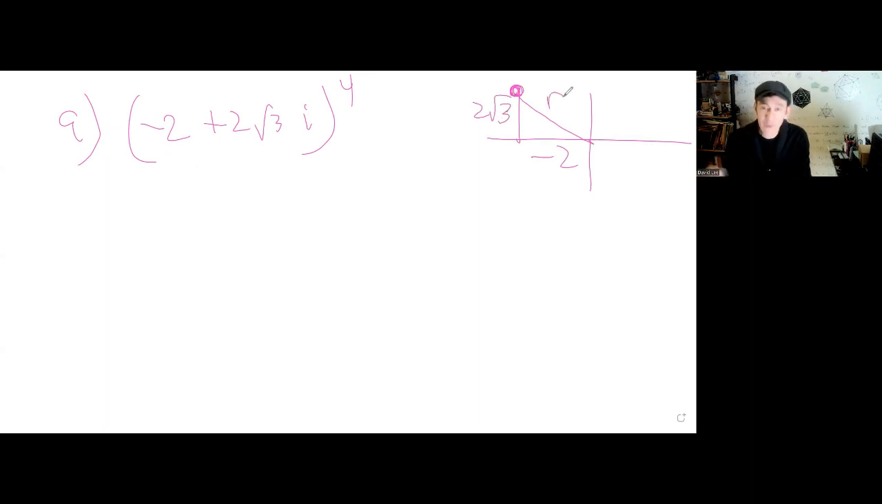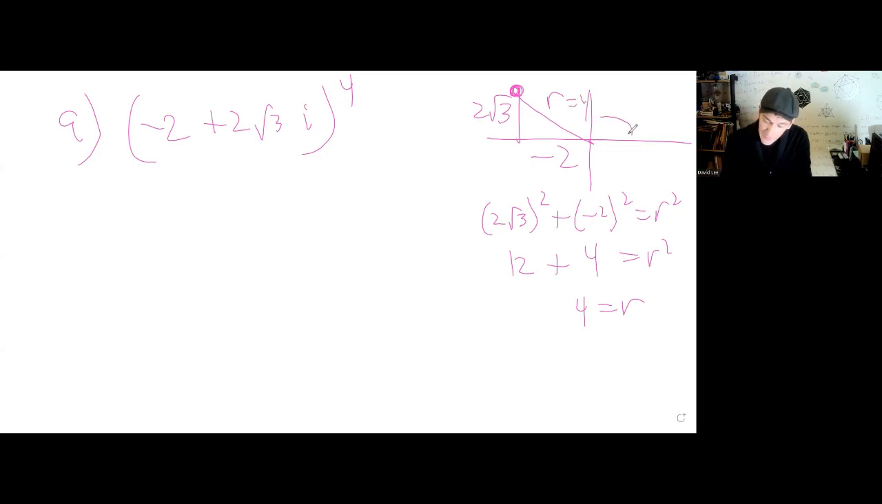Find r with Pythagorean theorem. So in parentheses, this would be your setup in parentheses. This would be 12 plus 4, 16 square rooted. So r is going to be 4. r is going to be 4.